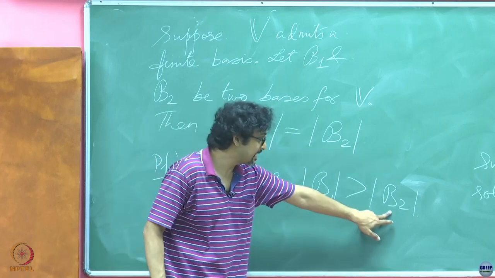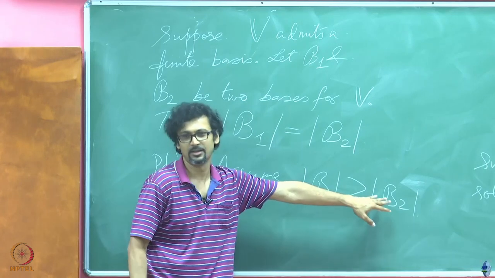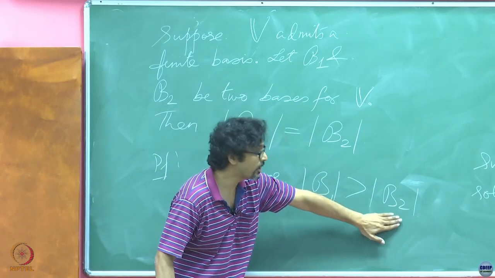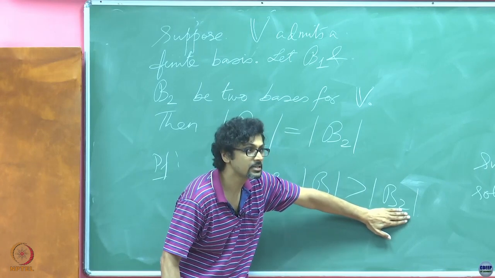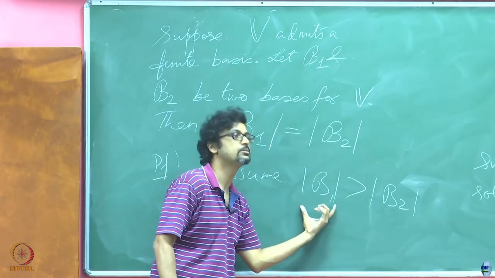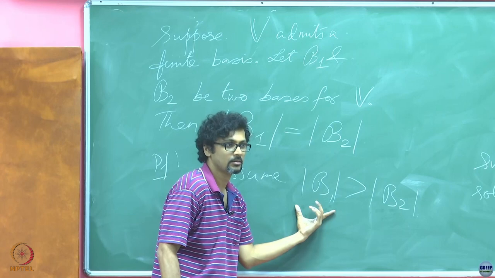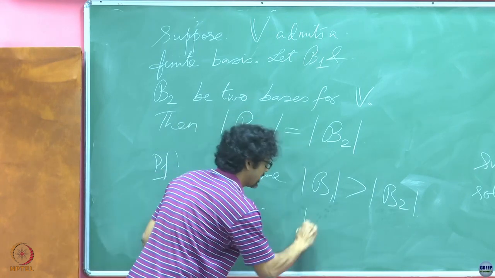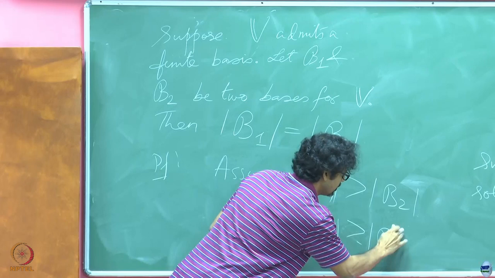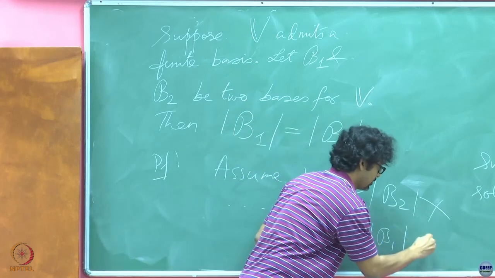Why? Because B2 is a generating set, and B1 is linearly independent. They're both of those things. But when I'm interested in proving that this cannot be true, I'm interested in invoking the property that this must be a generating or spanning set, and this must be a linearly independent set. But I have already told you that if you have a set which contains more elements than any generating set, it cannot be linearly independent. By the same token, if you assume that B2 is greater than B1, then you use the fact that this is a generating set and this is a linearly independent set, and both are contradicted.